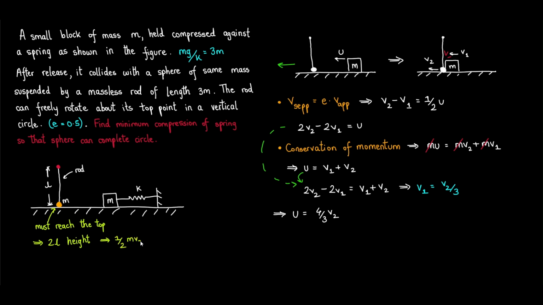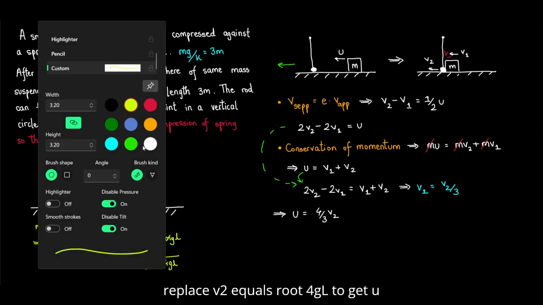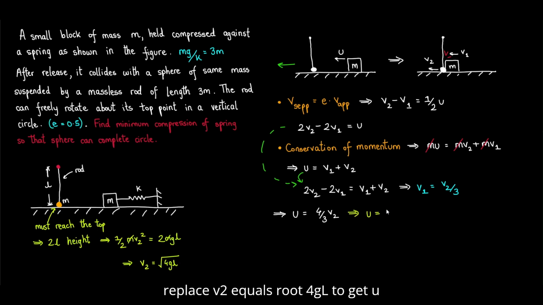So we can write half m v2 square is equal to m g times 2L. From this relation, we find out that v2 must be root 4gL, unlike in case of a string where it must be root 5gL. We replace v2 equals root 4gL to get u equals 4 by 3 into root 4gL.